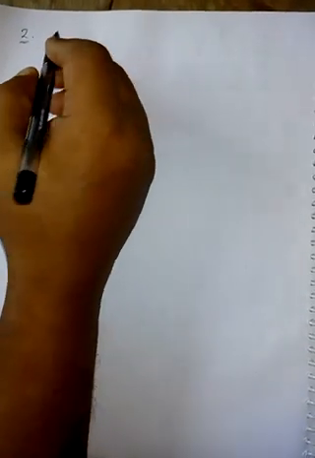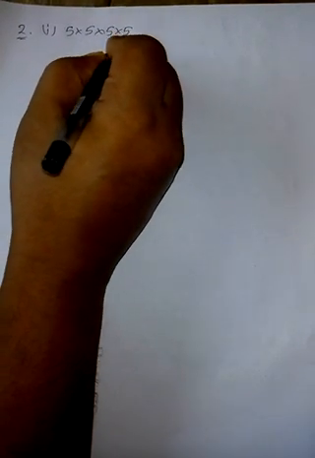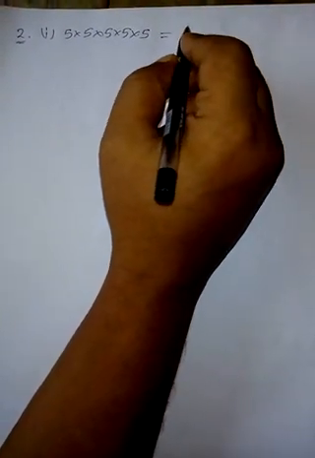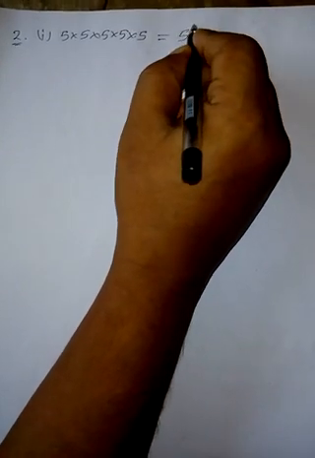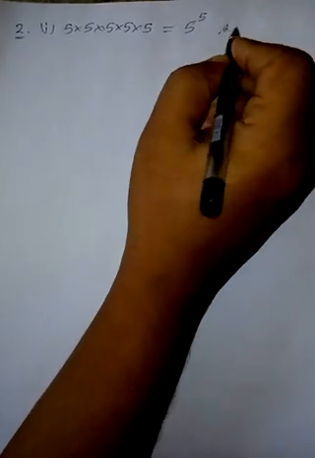Next question, we are to write in exponential form. The first part is 5 into 5 into 5 into 5 into 5, 5 times. So in the exponential form we can write 5 raised to the power 5. This is the exponential form.